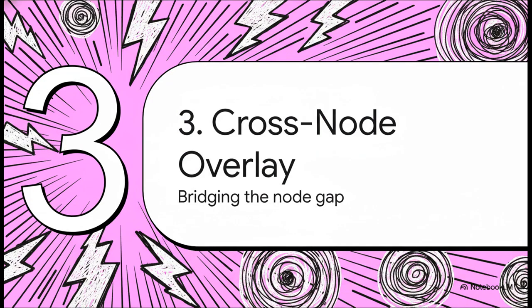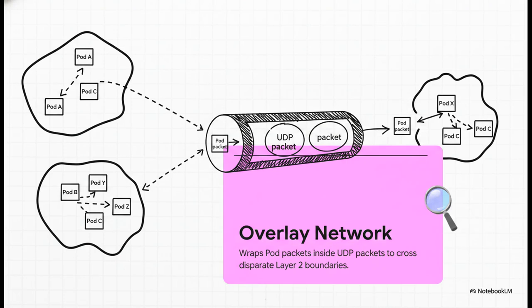Okay, part 3, cross-node overlay networks. That covers the simple path. But the tension really rises when our packet has to cross the terrifying void between separate physical nodes. You see, Kubernetes has this really strict rule. Every pod must be able to communicate with every other pod directly. But out in the real world, different nodes often do not reside on the same layer 2 network. So how on earth do we bridge that gap?